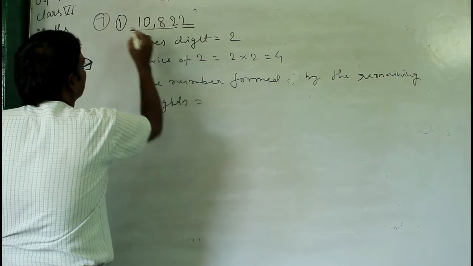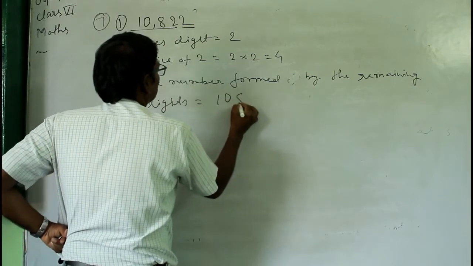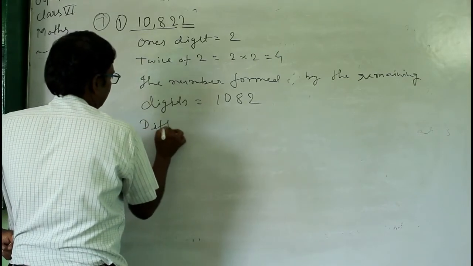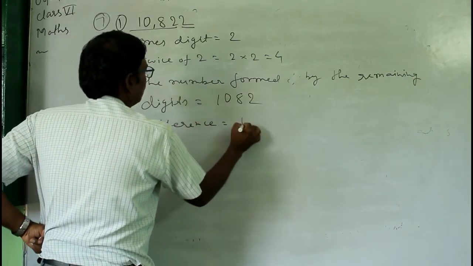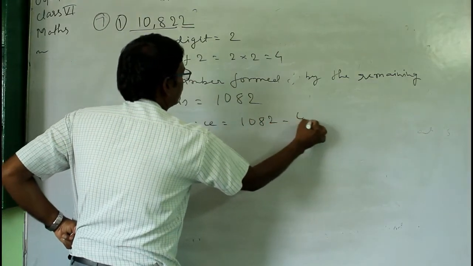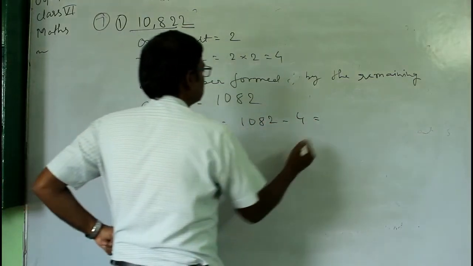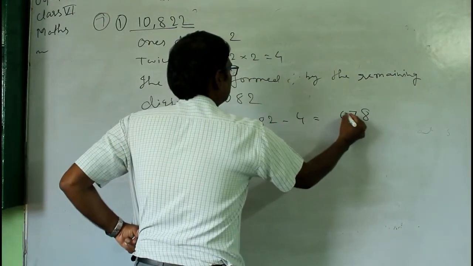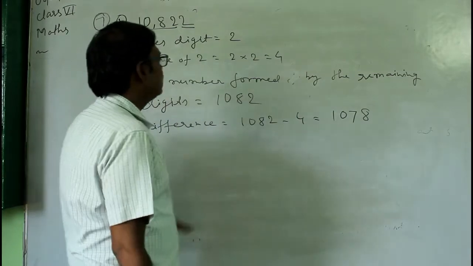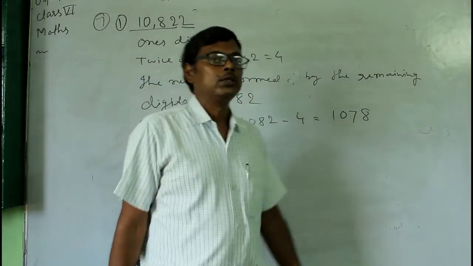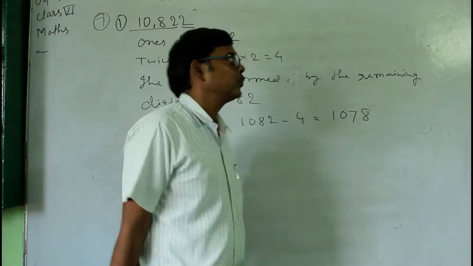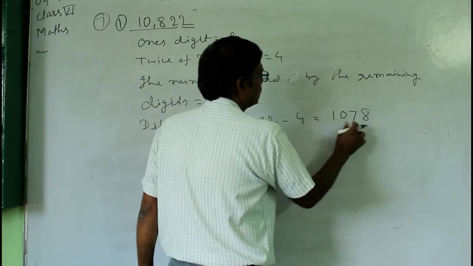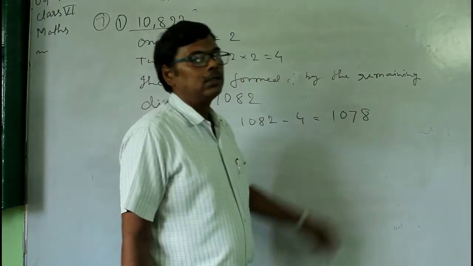Okay, now we have this number, 1082. Now find the difference. 1082 minus 4. Now subtract this, so you will get 8, then 7, 0, then 1. Now अब ये देखना है कि ये नंबर 7 से डिवाइड होता है या नहीं. अगर ये नंबर 7 से डिवाइड होगा तो ये नंबर भी 7 से डिवाइड हो जाएगा. Okay, so find out 1078. Yes, it is divisible by 7.